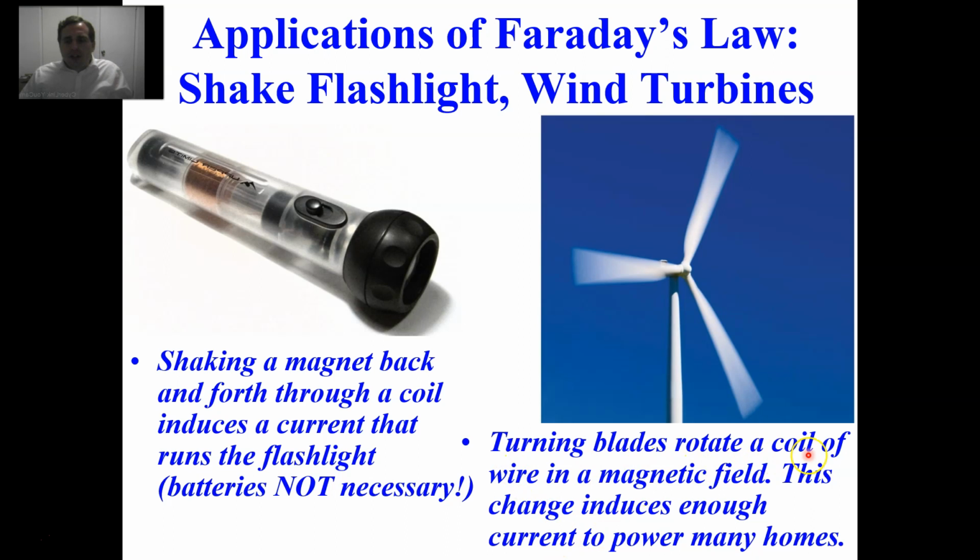So the turning blades rotate a coil of wire in a magnetic field in this wind turbine. This change induces enough current to power many homes. Typically, one of these industrial strength wind turbines can easily power 1,000 homes if it's running at its capacity factor, at its maximum ability to produce electric power.